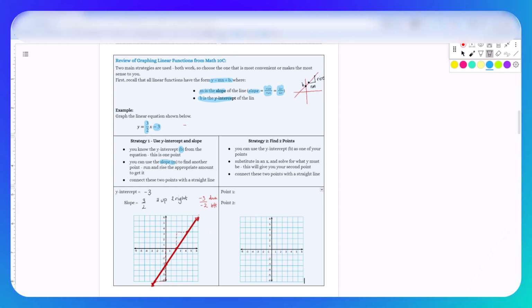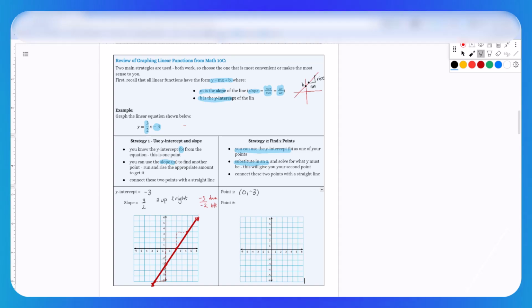So let's look at strategy 2. You can use the y-intercept to find a point. We know that point would be (0, b), because x is 0 for the y-intercept. So the point for us would be (0, -3). Then we're going to substitute a value of x and solve for what y must be. This will give you your second point.